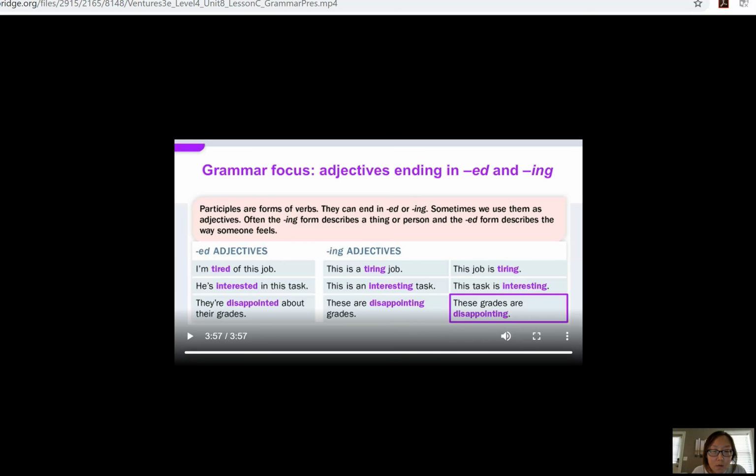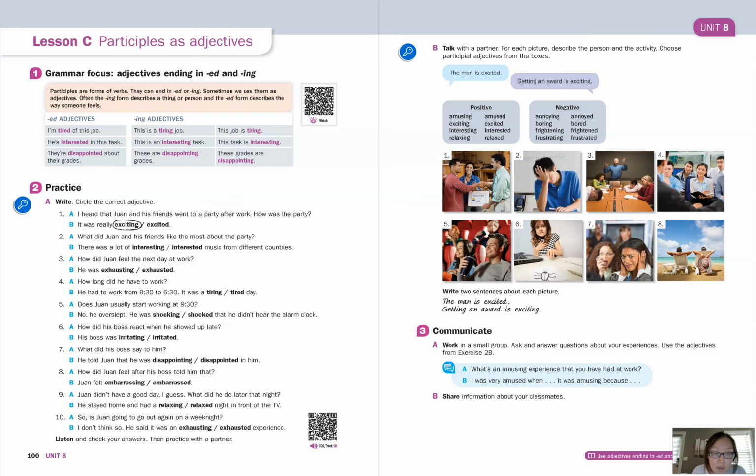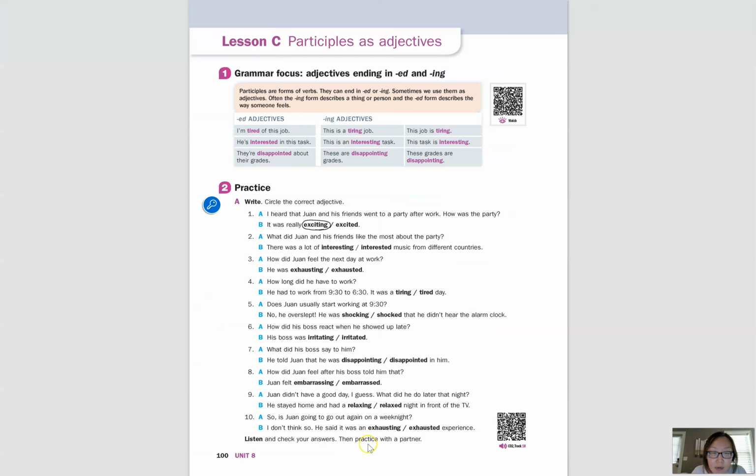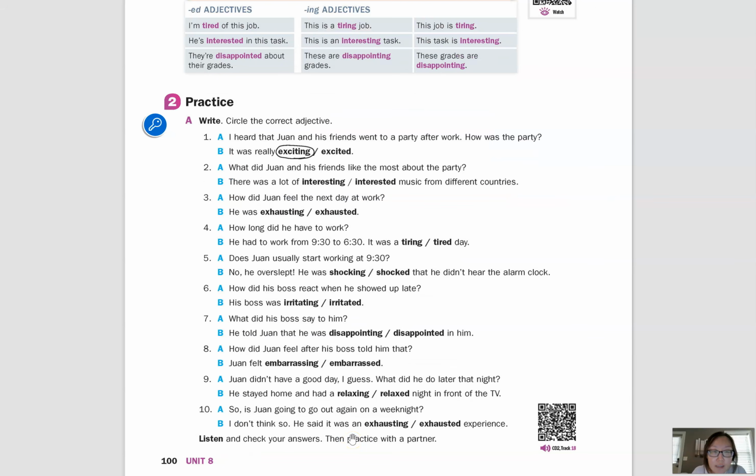Okay, so let's go back to our book and look at exercise 2. Now, before we do this exercise, I want to mention that you are probably familiar with this already, because when we talk about our weekend, I often hear students saying, my weekend was tired. And you probably heard me mention before that when we talk about a thing or a situation, we use ing, not ed. So we have to say, my weekend was tiring. Okay?